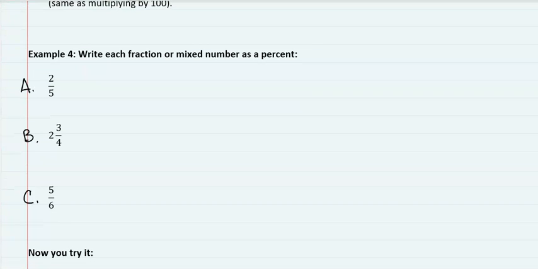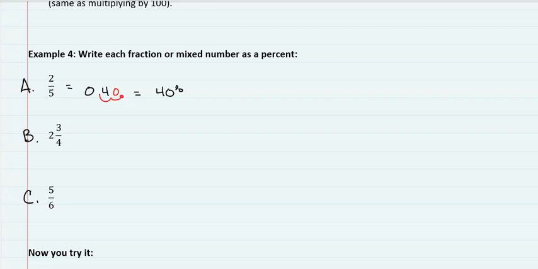So let's look at these problems. 2/5, all you have to do is put these in your calculator. You don't have to do them by hand. So 2/5 is 0.4. And then we're going to move the decimal point 2 places to the right. So we're going to go 1, 2. It moves to the right of the 0, so you need to put a 0 in. So you get 40%.